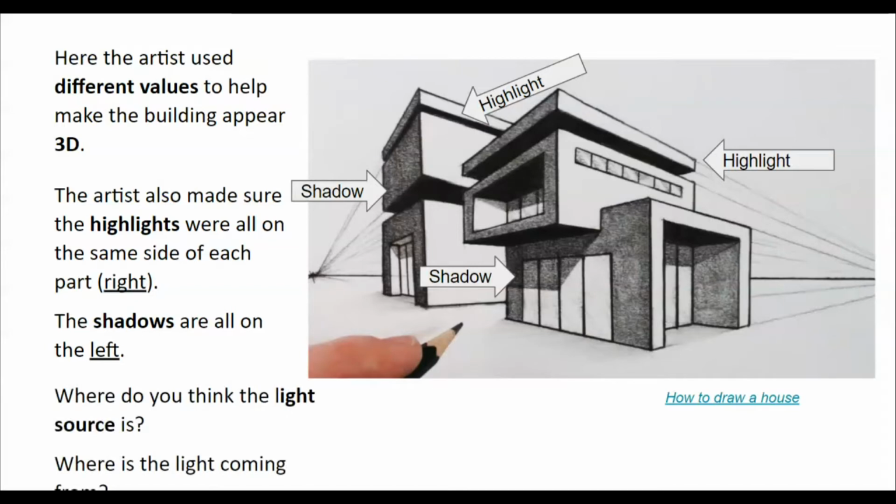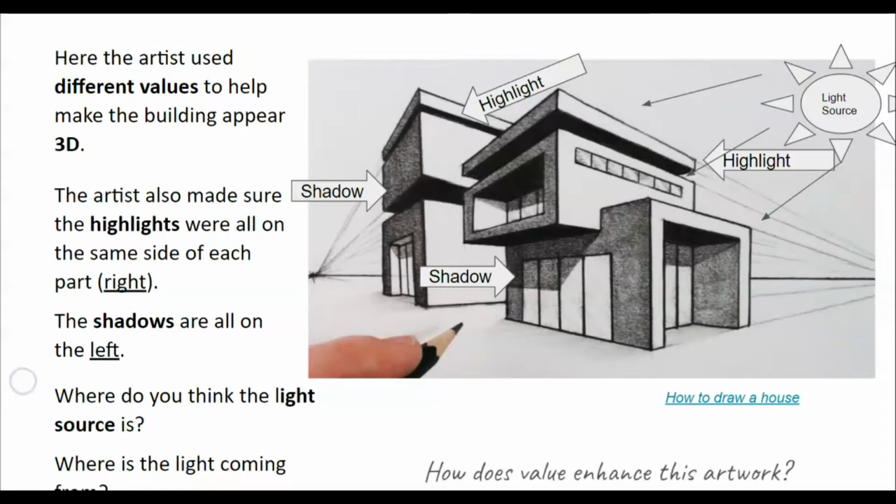Where do you think that the light source is? Where is the light coming from? If you guessed it was coming from the right-hand side, you are correct, because the right-hand side is where all of the highlights are located on the building. So the light is going right at the building, and the side that's closest to the light source would be the side that has the highlight. The side that's opposite the light source is the side that has the shadow. How do you think that value enhanced this artwork?